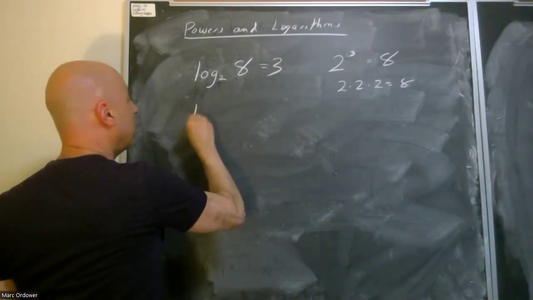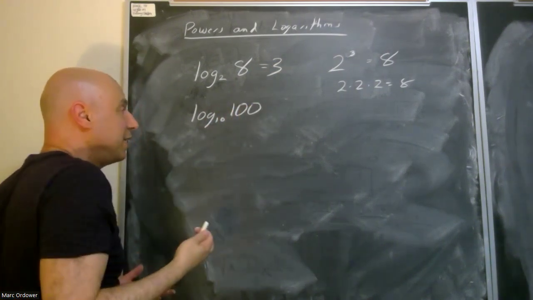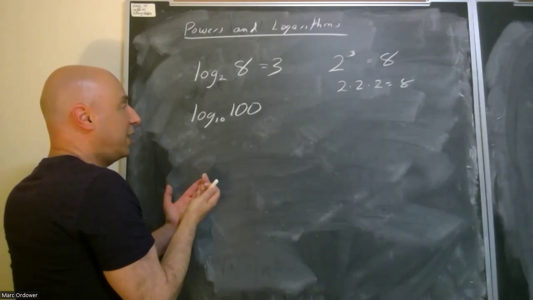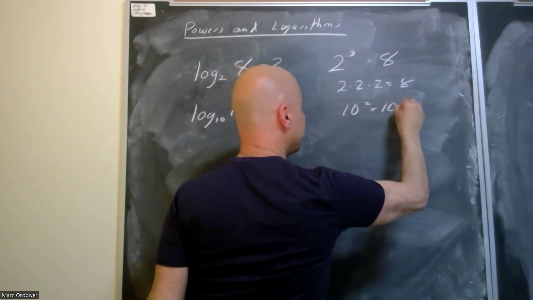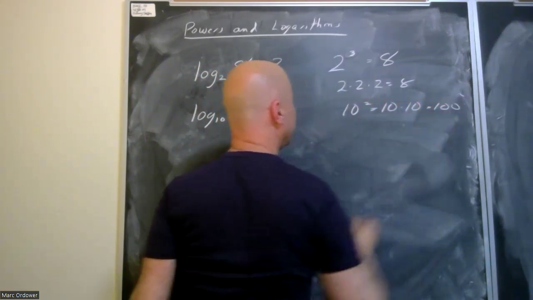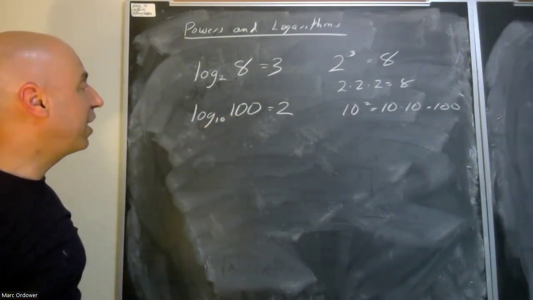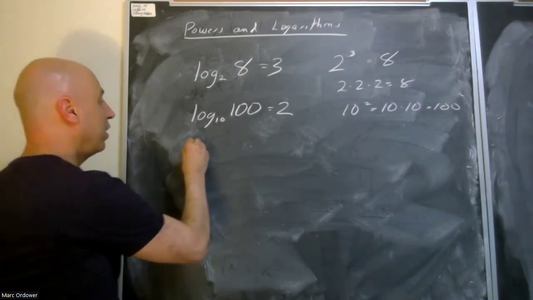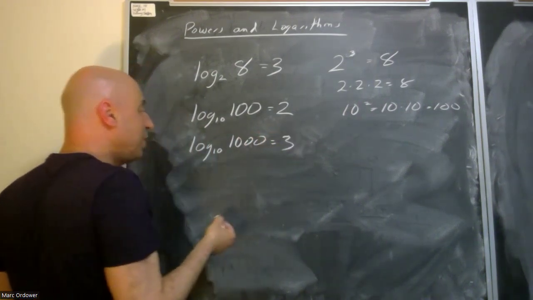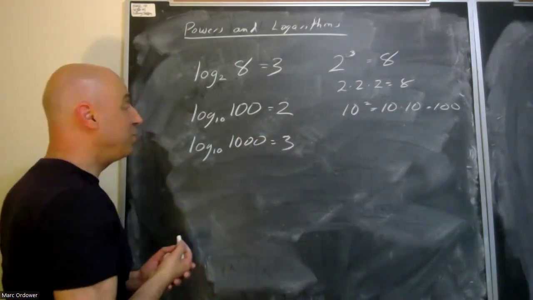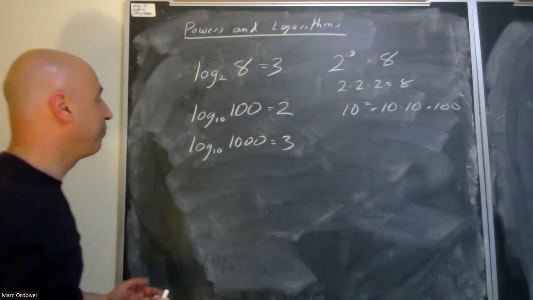If I write log base 10 of 100, how many times do you have to multiply 10 by itself to get 100? Well, 2, because 10 to the power 2 is 10 times 10. So you have to multiply 10 by itself twice to get 100. So log base 10 of 100 is equal to 2. Log base 10 of 1,000 is going to be the number 3, because 10 times 10 times 10 gives you 1,000. That's really all there is to it.